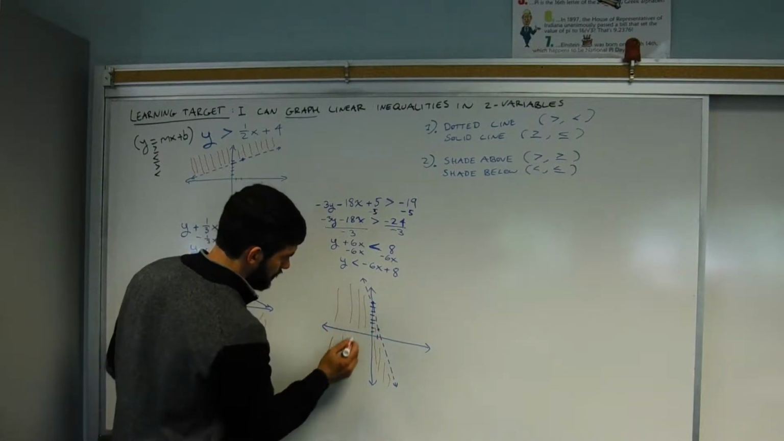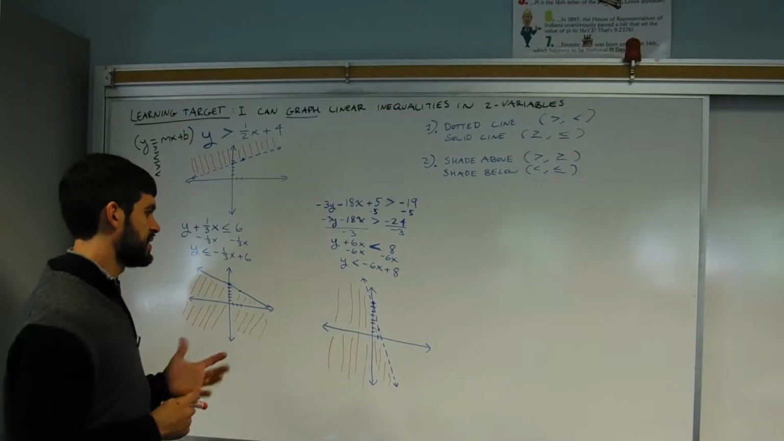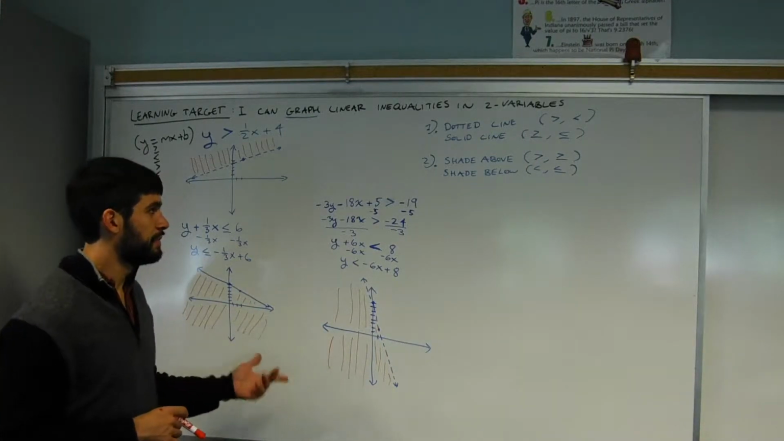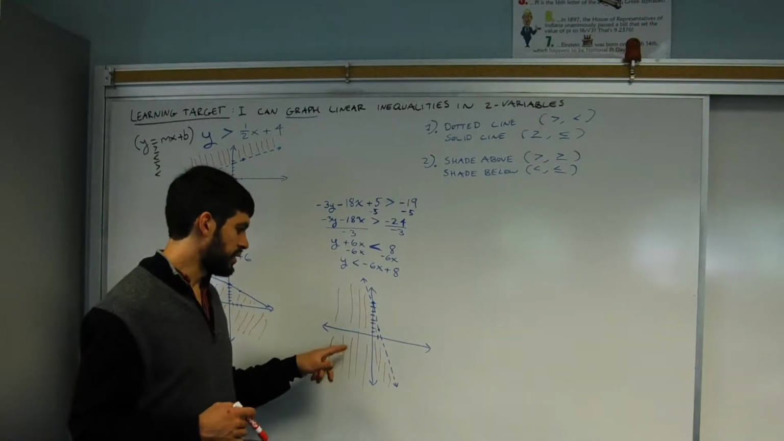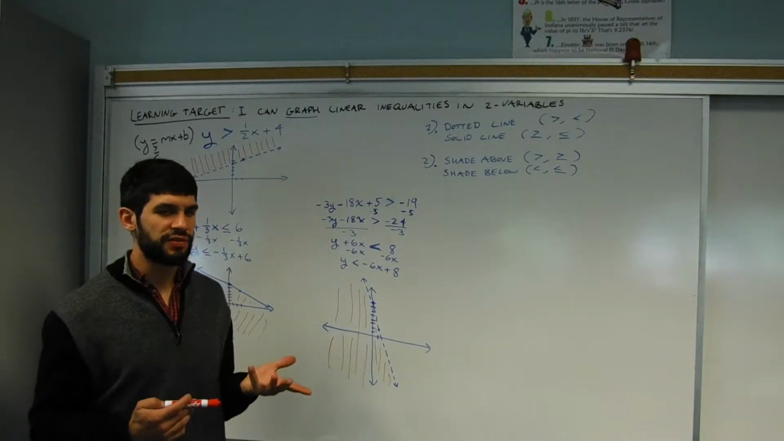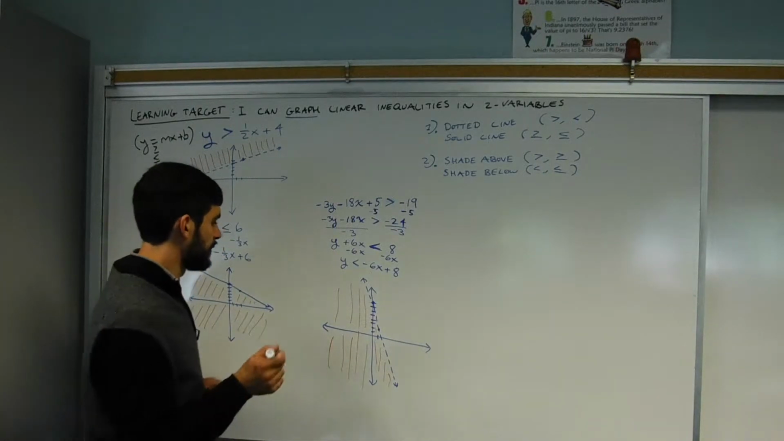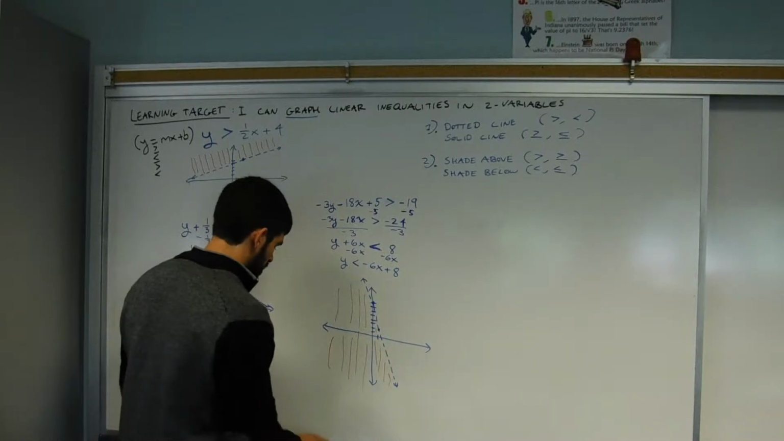So that would be our answer to this inequality. You note we're just shading in either above or below the line to represent the coordinate pairs that would satisfy our inequality. Like for example, we see the point 0, 0 is shaded in this one.